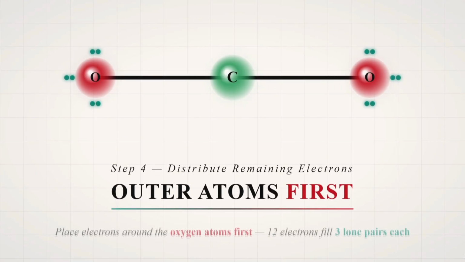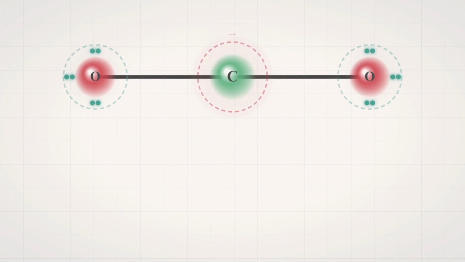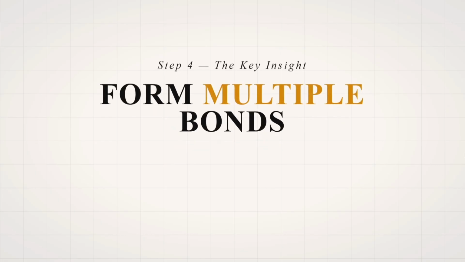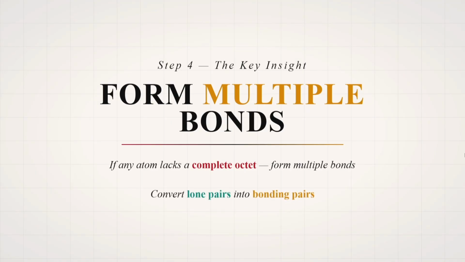Place electrons around the oxygen atoms first. After doing this, both oxygens have octets, but carbon only has 4 electrons around it. Carbon is not stable yet. What do we do? If any atom, especially the central atom, doesn't have a complete octet, form multiple bonds by converting lone pairs into bonding pairs.